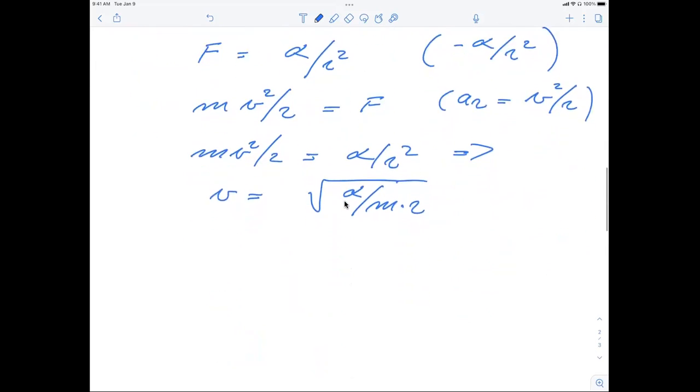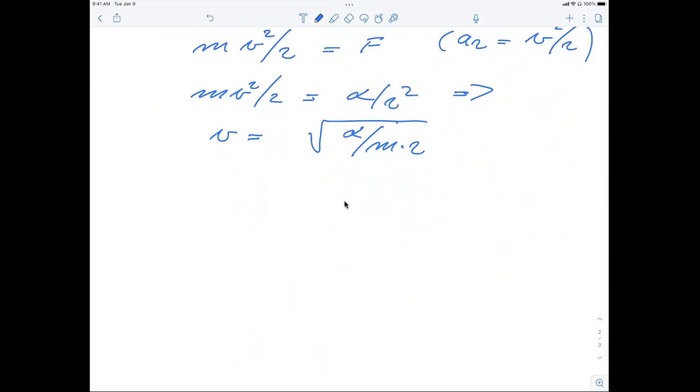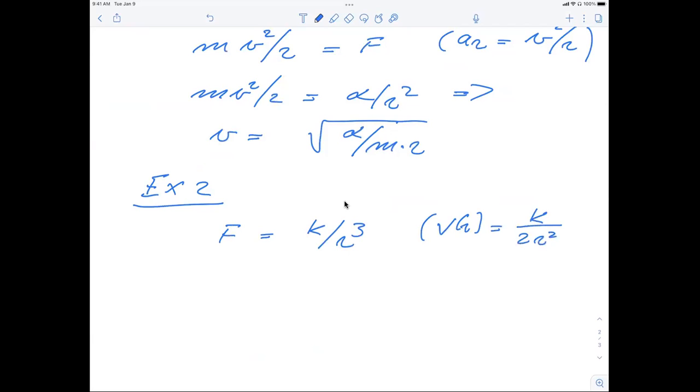Okay, so let's look at another case. Let's take a next example. In this case, what we're going to look at now is a force which is a little bit different. Let's take K, and we don't specify the sign of K yet. We assume now that the force is K divided by r cubed. So that means that we have a potential V of r, when we take the negative integral with respect to r, which goes like K divided by 2r squared.